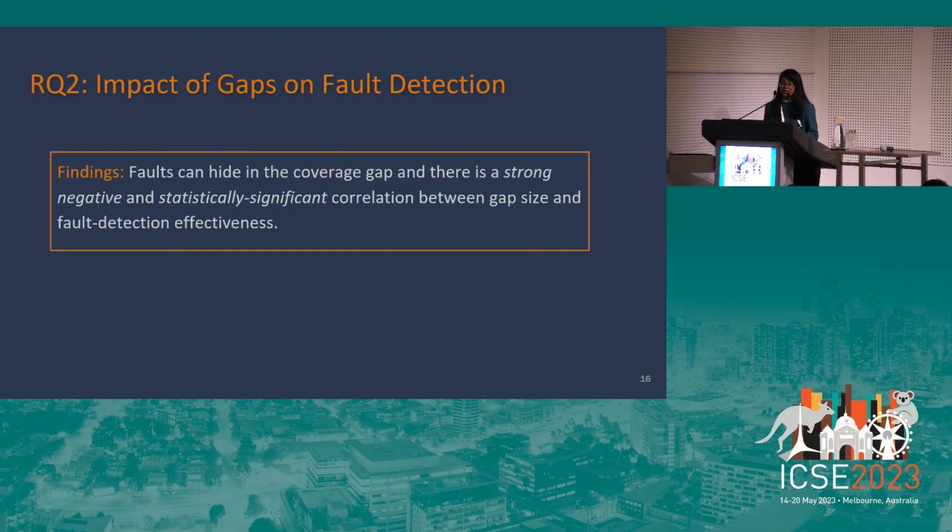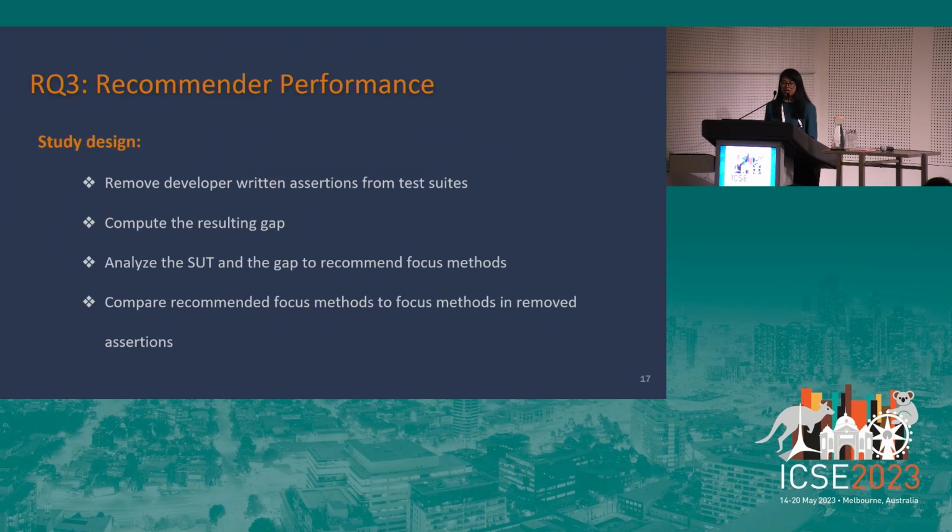So in summary, faults can hide in the coverage gap, and there is a strong negative and statistically significant correlation between gap size and fault detection effectiveness. In research question 3, we investigated the performance of the recommender. To do that, we removed the developer written assertions from the test suite, and then we computed the resulting gaps, and we analyzed the system under test and the gap to recommend focus methods. And then we compared the recommended focus methods to the focus methods that were in the removed assertions.